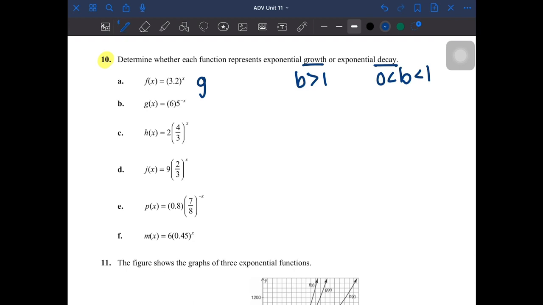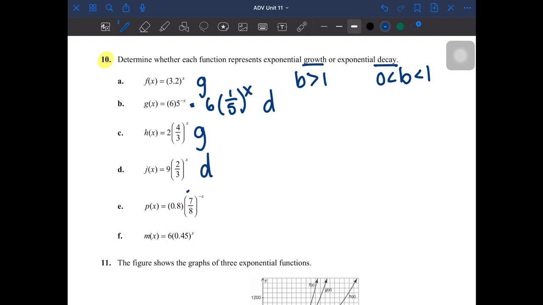Okay. Next one. Do not be fooled here. That is not the base. This is the base because it's 5 raised to the negative x. We can also write this as 6 times, so 5 to the negative x is going to be 1/5 to the x. Our base is a fraction between 0 and 1. This is going to be decay. This one, greater than 1, growth. This one, less than 1, decay.